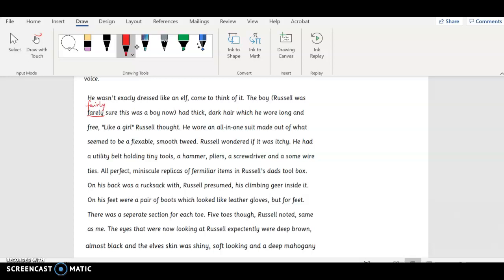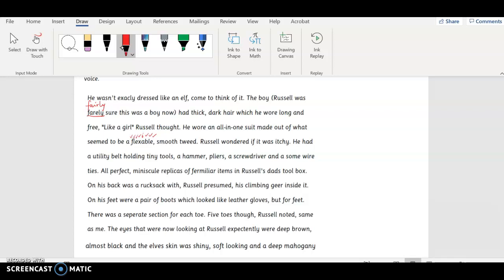Had thick dark hair which he wore long and free. Like a girl, Russell thought. Now this needs to be lowercase. Actually, no, it doesn't need to be uppercase. Like a girl, Russell thought. He wore an all-in-one suit made out of what seemed to be a flexible, now I've spelled flexible incorrectly, flexible, smooth tweed. Russell wondered if it was itchy.